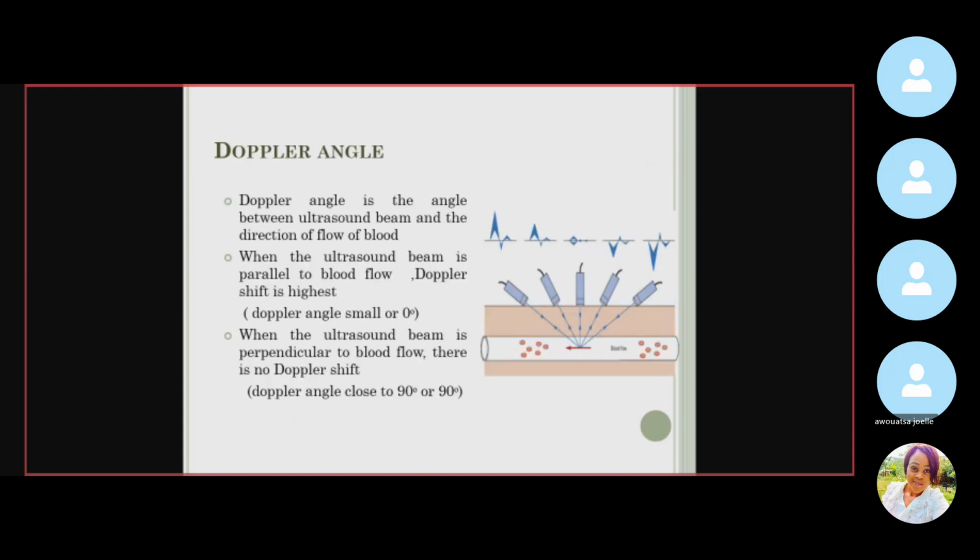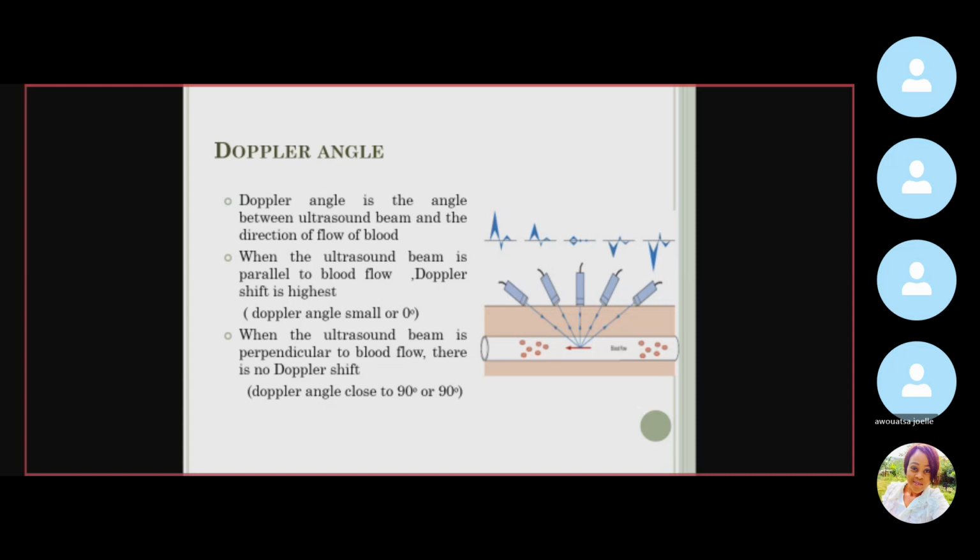So the importance of Doppler angle is, this angle is the angle between the ultrasound beam and the direction of the flow. In the picture you can see there are different placements of the transducer shown. The first one, wherein the Doppler angle is the angle between the transducer and that vessel, where the blood is flowing in that vessel.